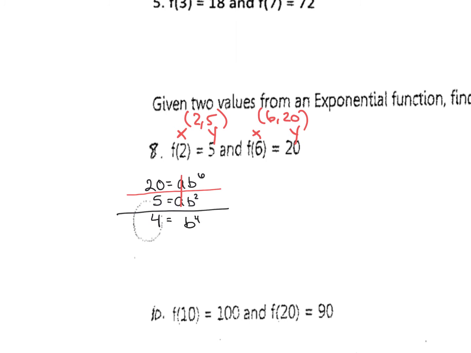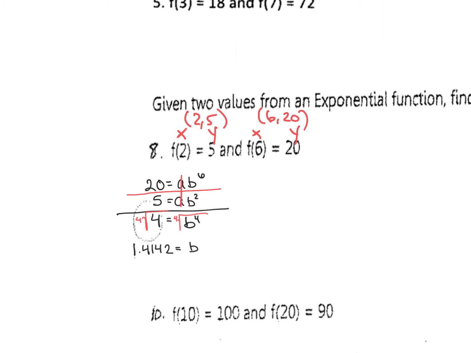Now, just like we did with our other problems, we want to get rid of the exponent. But instead of taking a square root, we are going to take a 4th root. I can show you how to do that in the calculator. You can also put this to the power of 1/4 if that works for you. But once you plug this into the calculator, you get 1.4142 is equal to b. So remember, round to the 4th decimal place.